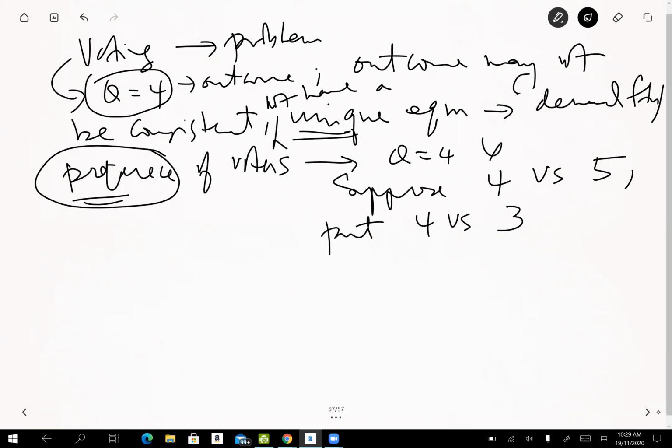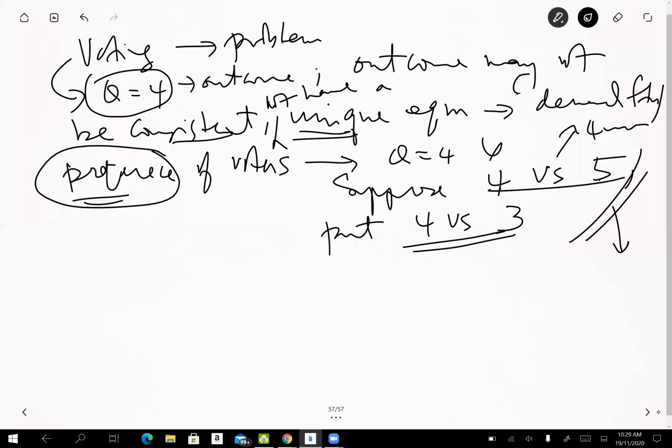Now, if we have a unique solution, that means you have a consistent outcome. You will have 4 going against 5, 4 will win. And 4 will go against 3, 4 will also win. So that would lead to a consistent outcome. So you put 4 against 5, 4 wins. You put 4 against 3, 4 wins. So that's what we mean by consistent outcome. Now, sometimes you have a clear winner, which is 4.